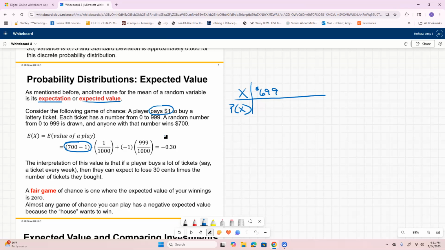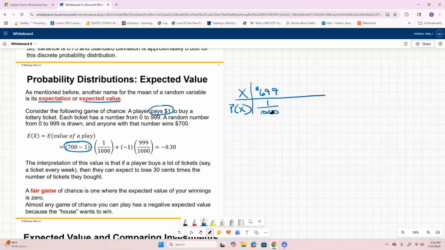Okay, because you spent $1. So you're not really winning $700. You're really winning $699. You're getting your dollar back and then an additional $699. But that only happens if you win the game. And you only win the game 1 in 1,000 times, because you have to pick the correct number, and there's 0 to 999 numbers, which is 1,000 numbers. And so you have a 1 in 1,000 chance.